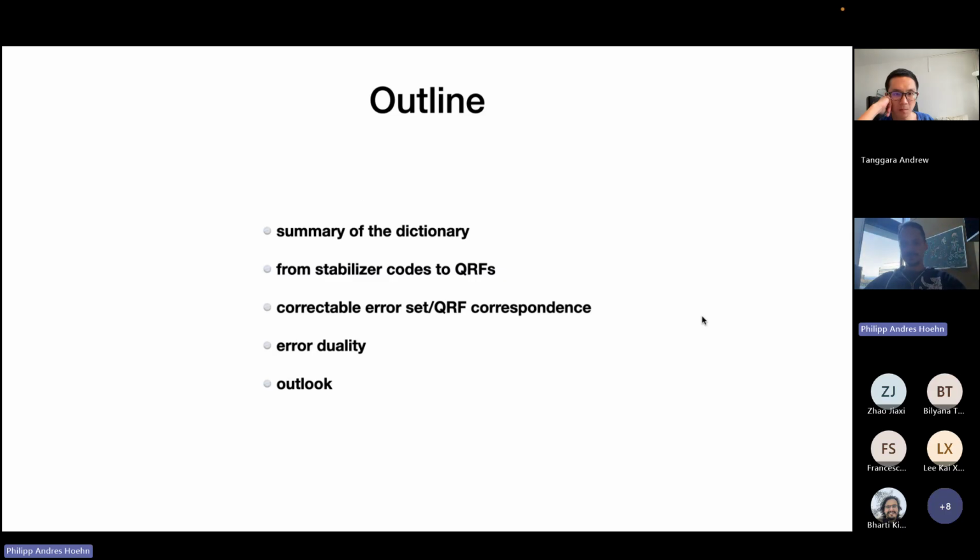In the later part of the talk, I will exclusively focus on stabilizer codes, Pauli stabilizer codes, I should say, and then see how we can extract quantum reference frames from it. And then hopefully in this part, I will tell you how there's a precise correspondence between correctable error sets and quantum reference frames. And then there's a topic on error duality, but I'm not sure that time will be sufficient to get there.